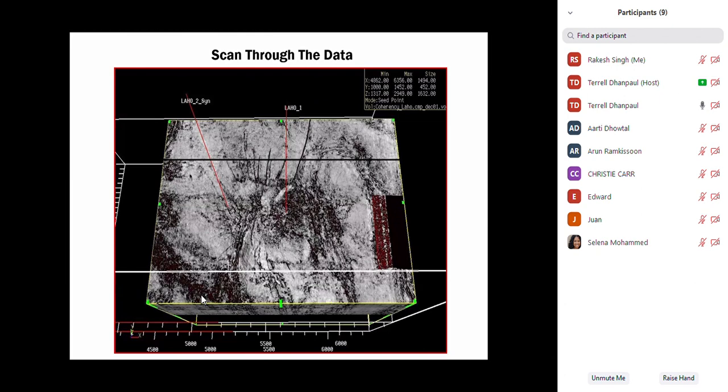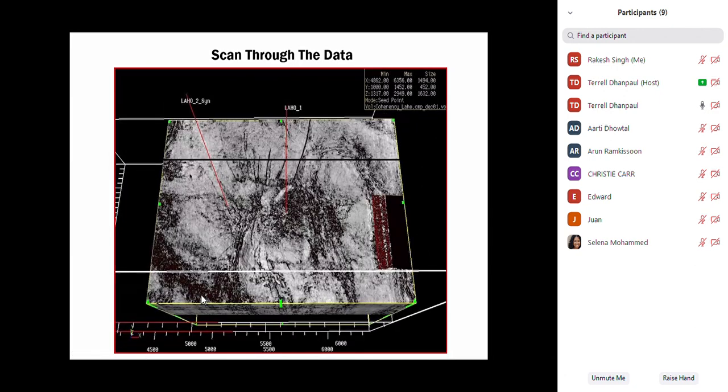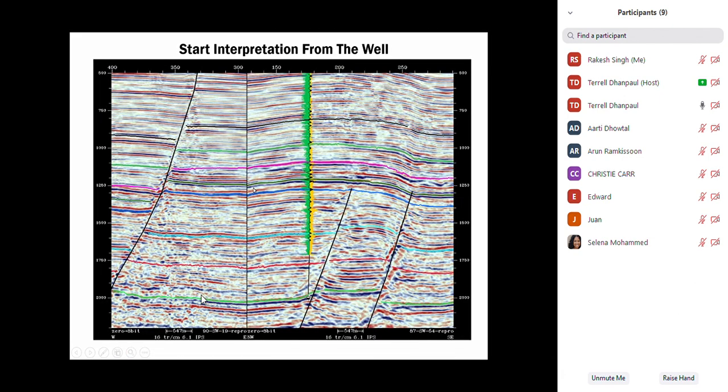Another view of coherency. It's the coherency data using the same two wells. This one is at 1317, the other one was at 354. So this is pretty shallow, and then you move to the next one, which is pretty deep down into the seismic. But you are seeing now a lot of nice faults here.